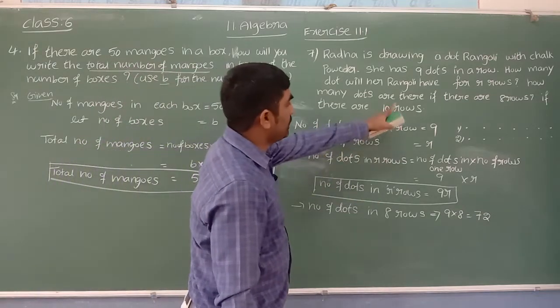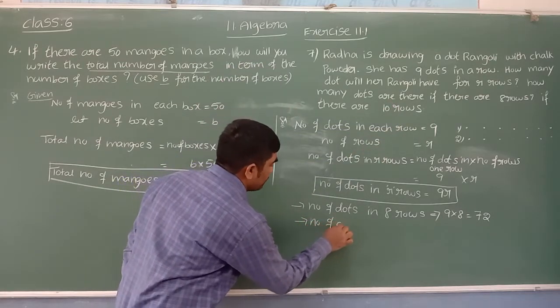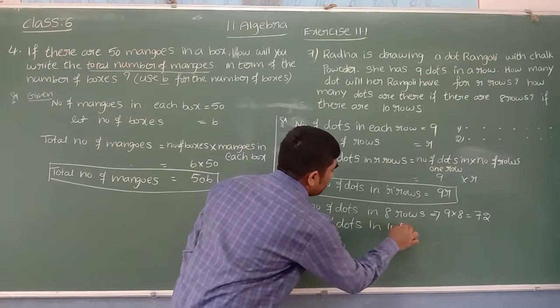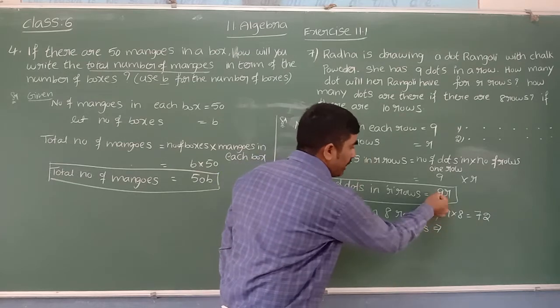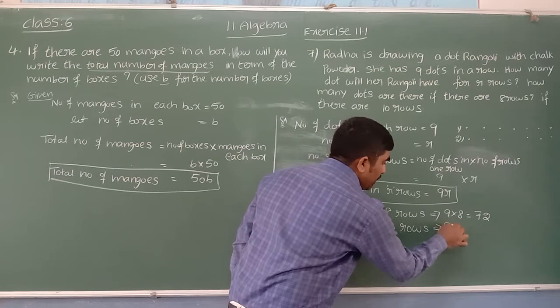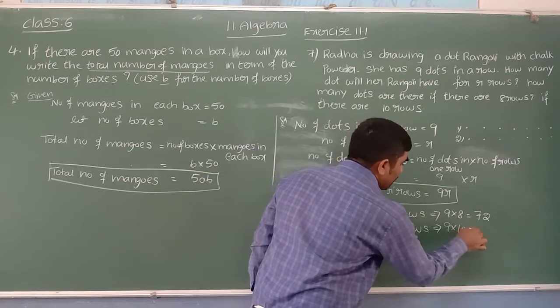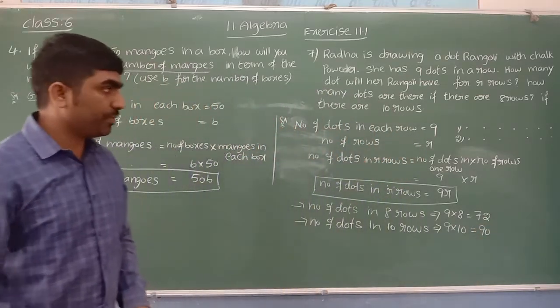And after that, for 10 rows, we need to find number of dots. Number of dots in how many rows? 10 rows. How can I find? The same formula. 9 into number of rows. Number of dots in each row 9 into R, where R means number of rows. How many rows are there? 10 rows. 9 into 10, 90. There are 90 dots. Hope it is clear.